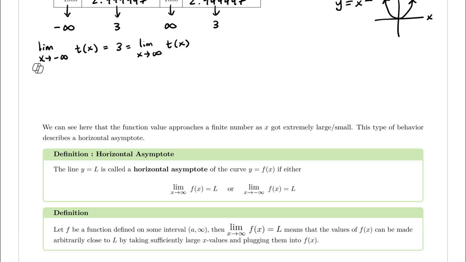Here's another definition. Let f be a function defined on some interval from a to infinity, then the limit as x approaches infinity of f of x equals capital L means that the values of f of x can be made arbitrarily close to capital L by taking sufficiently large x values and plugging them into f of x.